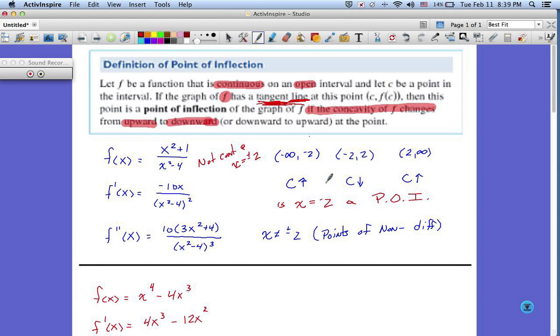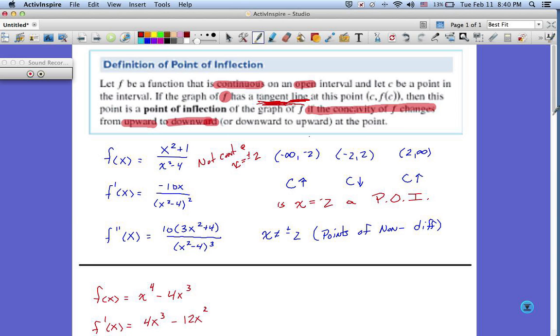Secondly, if it was continuous, let's hypothetically say it was continuous on the interval from negative infinity to infinity, the fact that negative 2 came from a point of non-differentiability means there's no tangent line there, so this could not have been a point of inflection. All right, so just because concavity changes does not imply a point of inflection. The concavity needs to change, and it had to come from a point of differentiability.